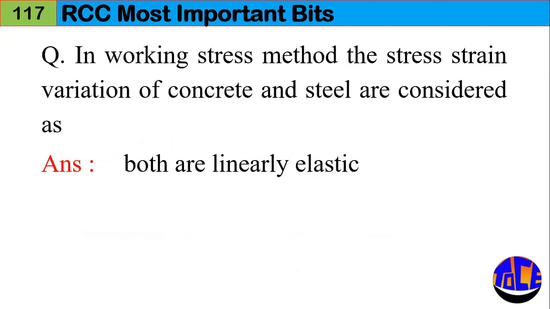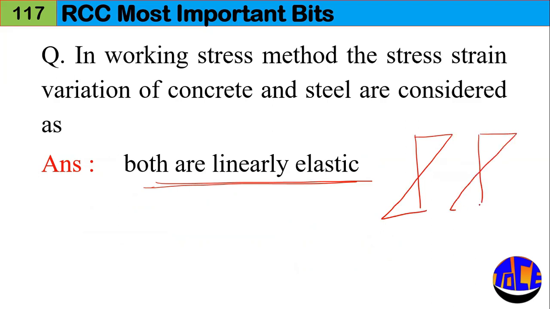Question number 117. In working stress method, the stress-strain variation of concrete and steel are considered as both linearly elastic. Here both are linearly elastic. Even the stress will be like this, even the strain will also be like this. Both are linear. Whereas in limit state method, your stress will be non-linear, like this in limit state. Whereas in working stress, both concrete and steel are linearly elastic. Remember.